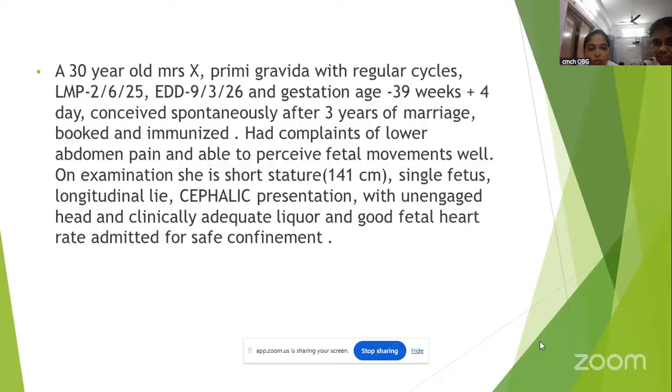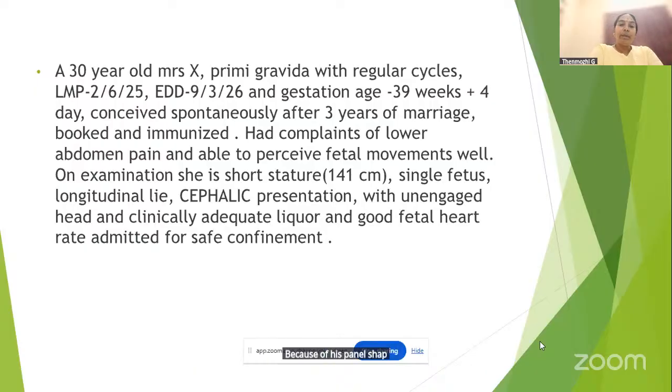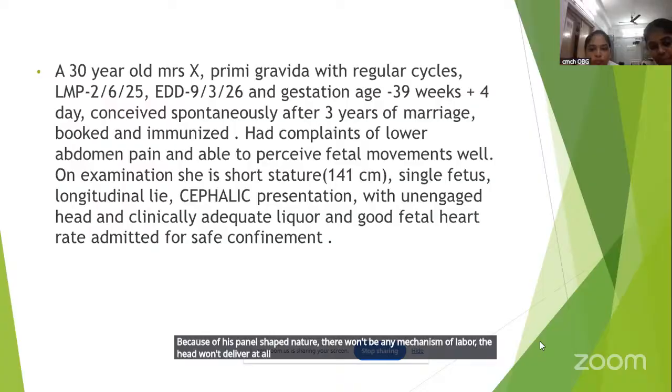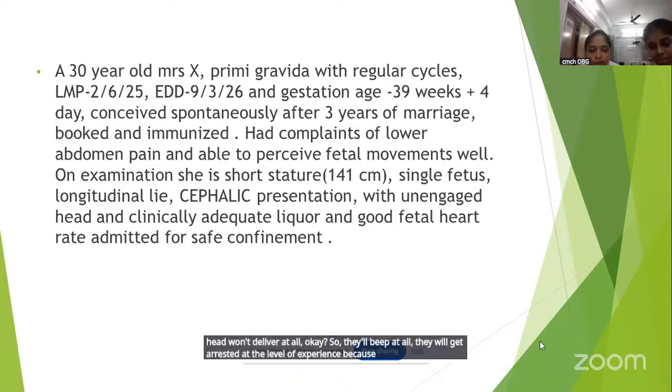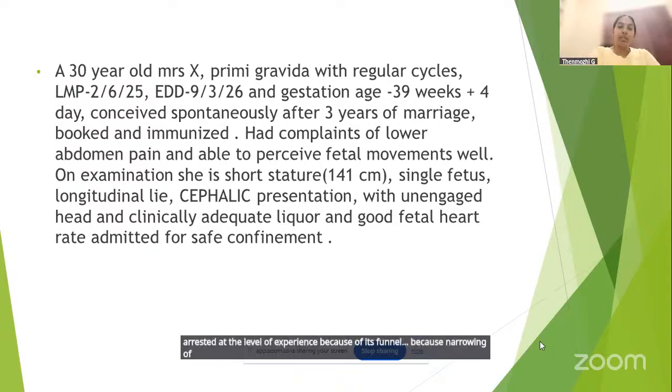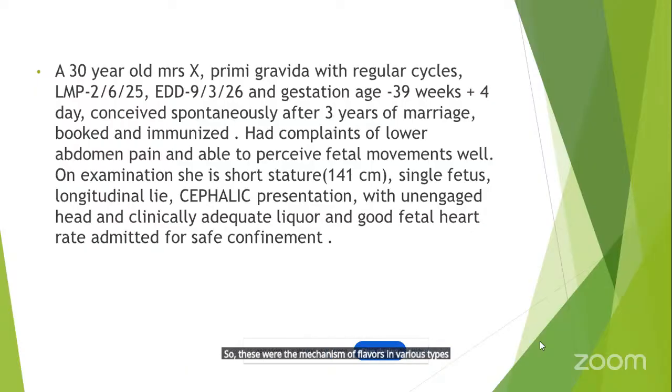There will be no internal rotation taking place, ma'am. It will go for deep transverse arrest. Because of its funnel-shaped nature, there won't be any mechanism of labor. The head won't deliver at all. If at all, the head will get arrested deep at the level of the ischial spines, because of narrowing of the outlet and the cavity. So these were the mechanisms of labor in various types of pelvis.